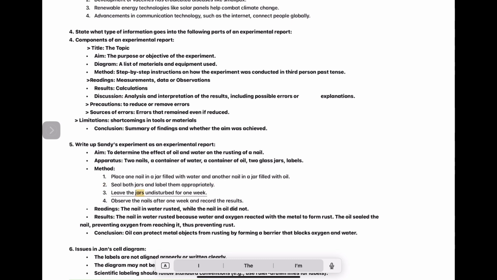3. Leave the jars undisturbed for 1 week. 4. Observe the nails after 1 week and record the results. Readings, the nail in water rusted, while the nail in oil did not. Results, the nail in water rusted because water and oxygen reacted with the metal to form rust. The oil sealed the nail, preventing oxygen from reaching it, thus preventing rust. Conclusion, oil can protect metal objects from rusting by forming a barrier that blocks oxygen and water.